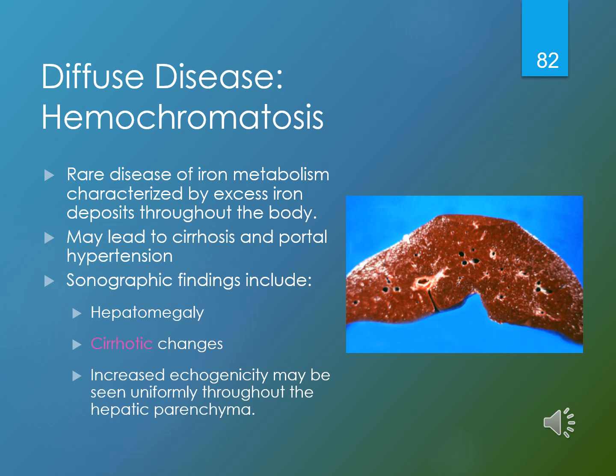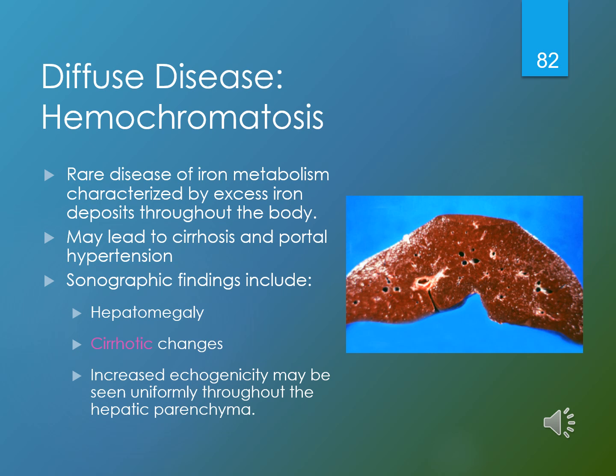So I included a picture of that blood-colored liver, and it's blood-colored because remember, blood has iron. So hemochromatosis is having too much iron in that liver. Hemochromatosis is a rare disease of iron metabolism characterized by excess iron deposits throughout the body. So this may lead to cirrhosis and portal hypertension.